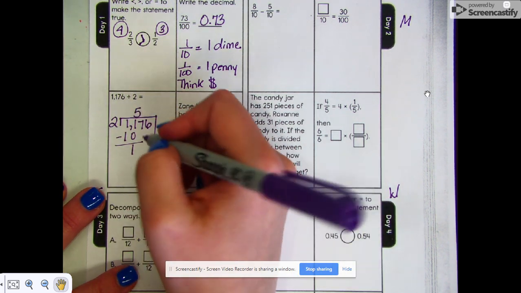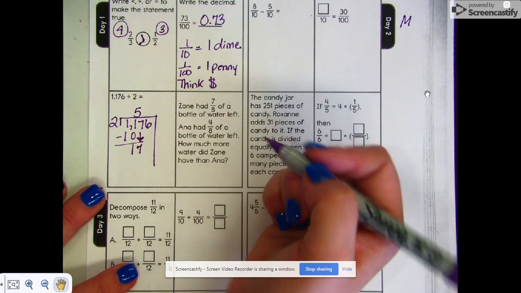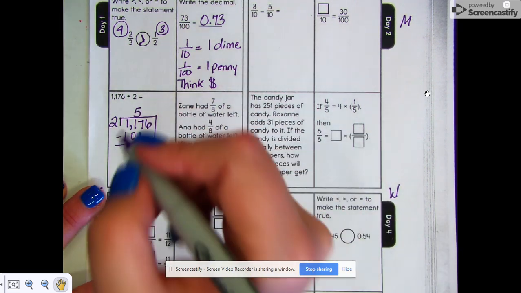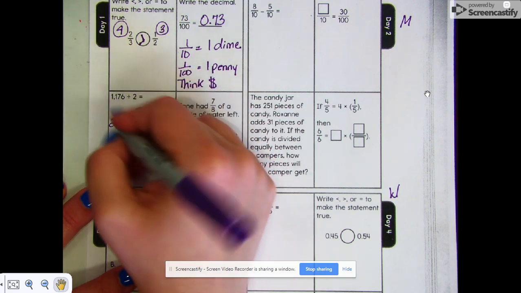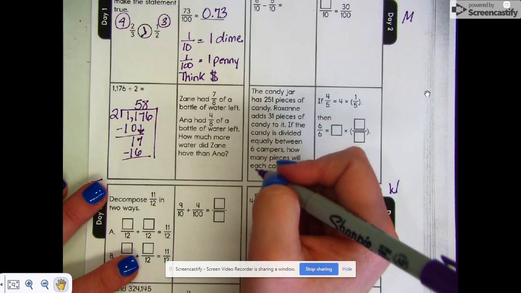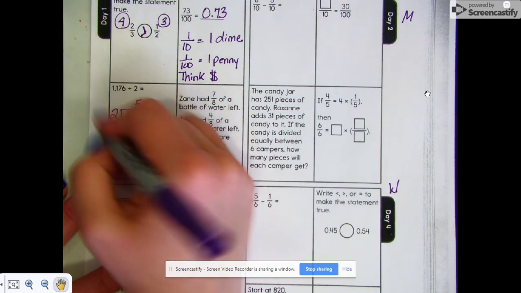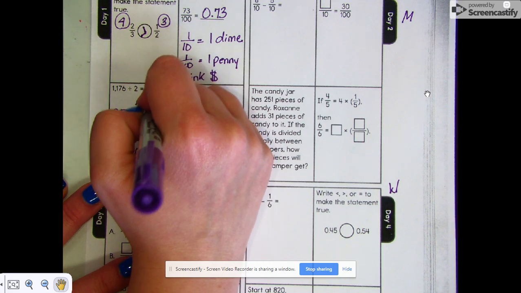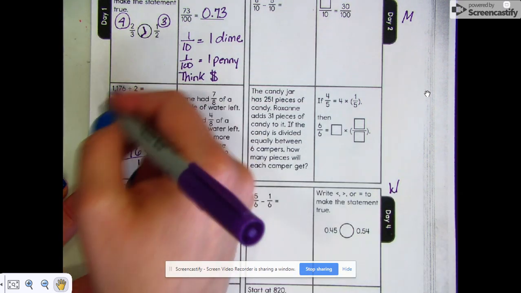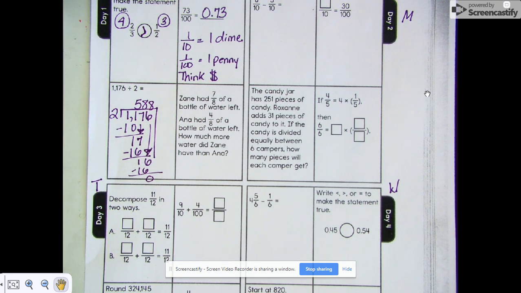2 will not go into 1, so they come down and make the 7 into a 17. 2 will go into 17 8 times. 8 times 2 is 16. The difference of 17 and 16 is 1. Bring down our 6. 2 will go into 16 8 times. 8 times 2 is 16. Gives me a remainder of 0.